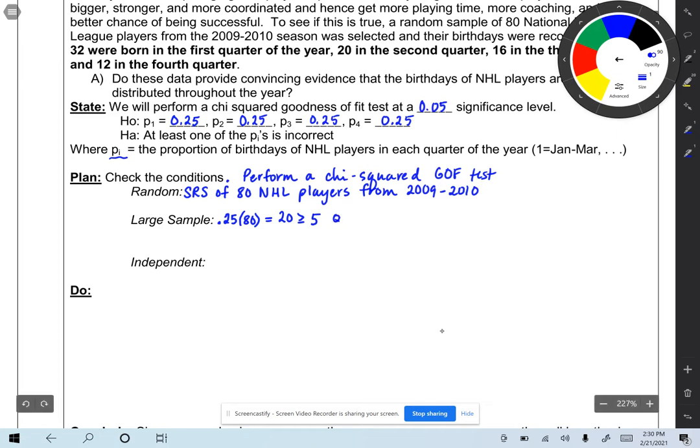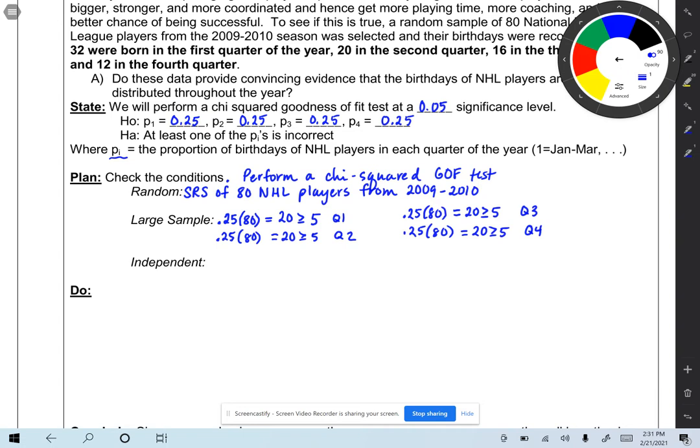And so this is for Q1, for Q2, Q3. You can't just say, hey, these all are the same. You have to actually show what you're talking about and what you're doing every step of the way. But they're all 20 and they're all greater than or equal to 5 for each of the quarters.